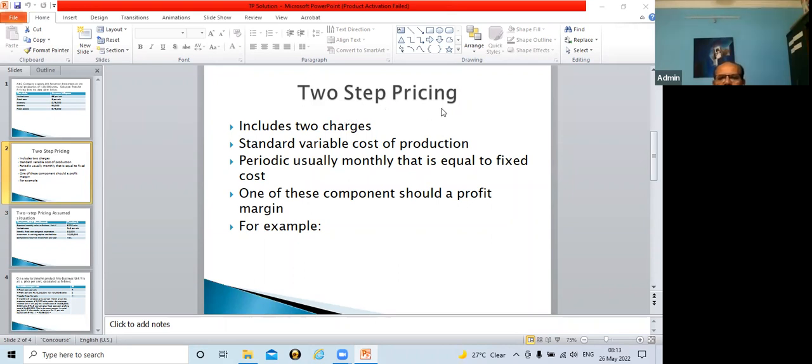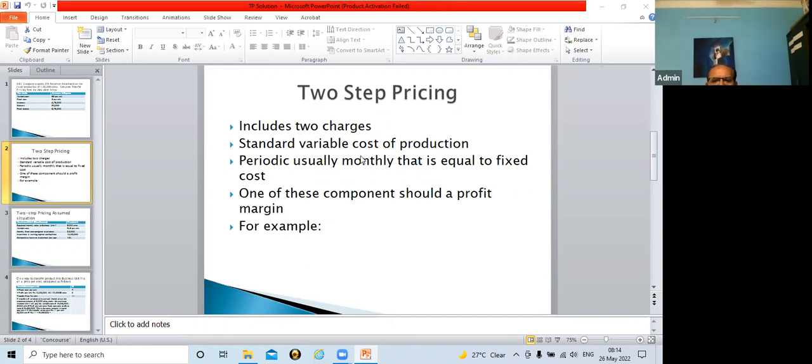So take a piece of paper and let me share with you the theory in regards to the two-step pricing. This is the case study based on two-step pricing. So two steps are taken in case of transfer pricing. It includes two charges. And what are the two charges? The first charge is standard variable cost of production.